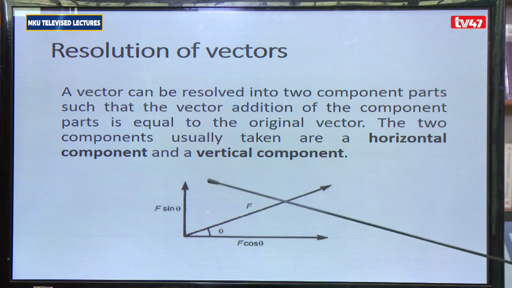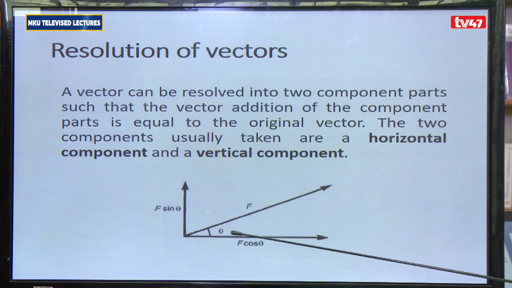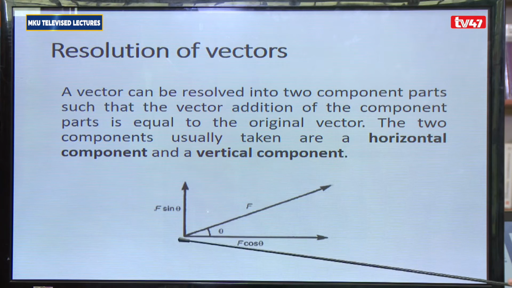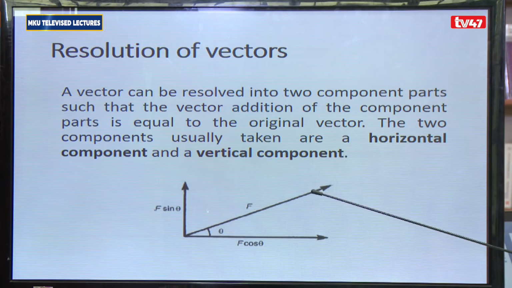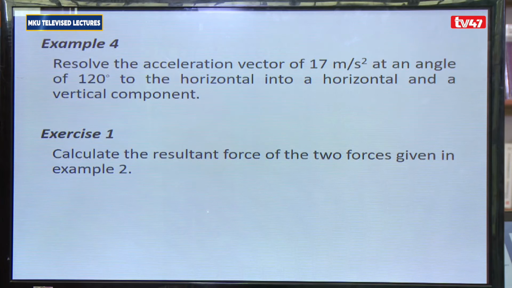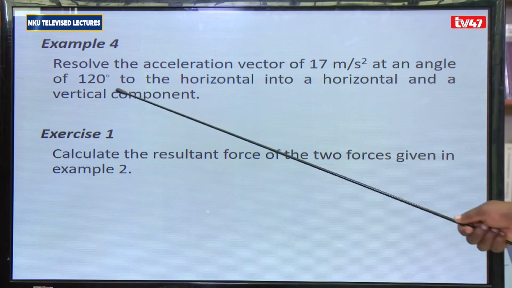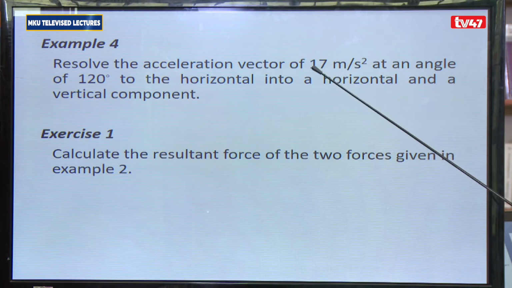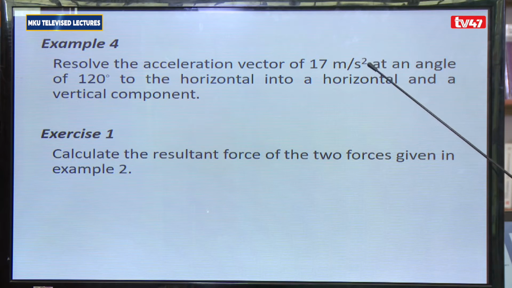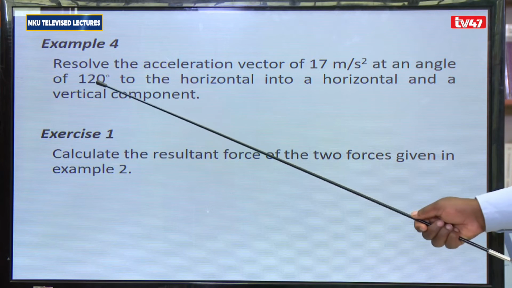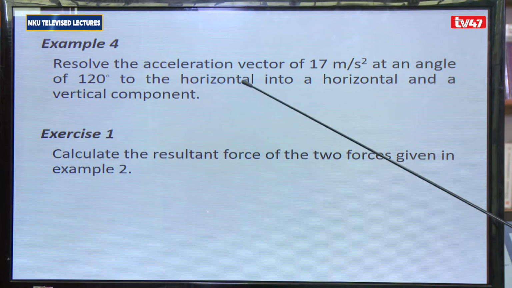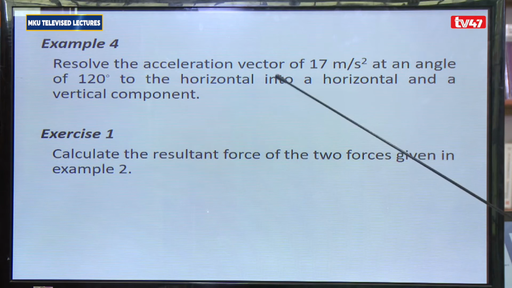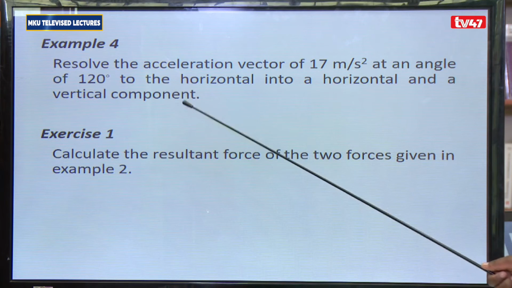Remember, if you have been given the vertical and horizontal components, you can get the resultant, which is like what we have just previously done. Now we have an example here. Resolve the acceleration vector of 17 meters per second squared at an angle of 120 degrees to the horizontal into a horizontal and a vertical component.